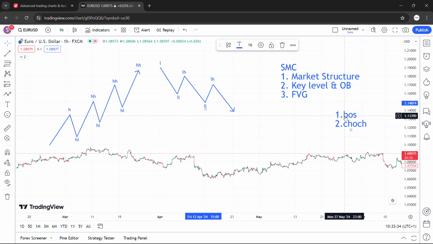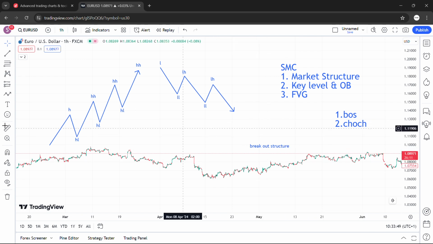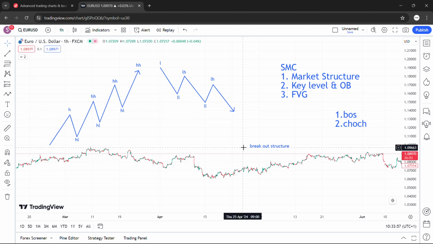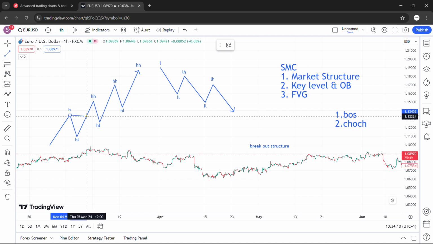So how do we now identify BOS? BOS simply stands for breakout structure. This is what BOS simply means. A breakout structure occurs when, in an uptrend, because we call it a bullish breakout structure, that is BBOS. So in an uptrend, you will get a bullish breakout structure when you can identify that price has broken past the what.